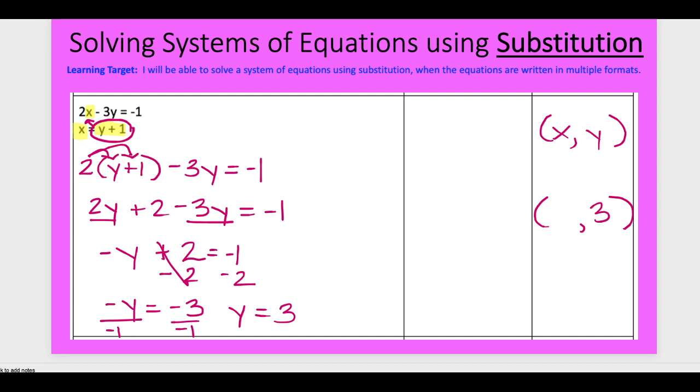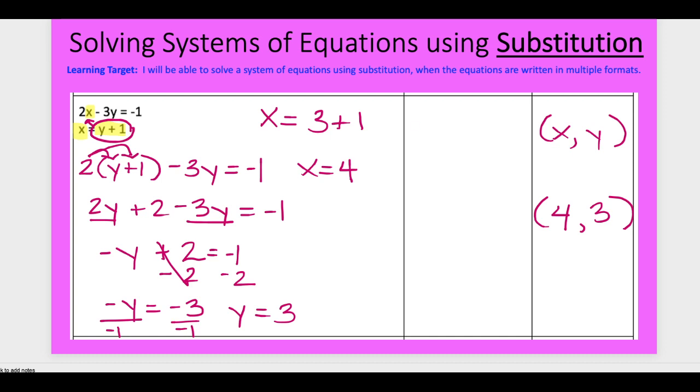Since I used this first equation to help me find the value of y, I'm now going to use the second equation to help me find the value of x. So I'm going to plug in the value that I just got for y, which was 3, and I'm going to add the 1. So I get x is equal to 4. So I think my answer is (4, 3). I'm going to just do a really quick check. I'm going to use the first equation to check.